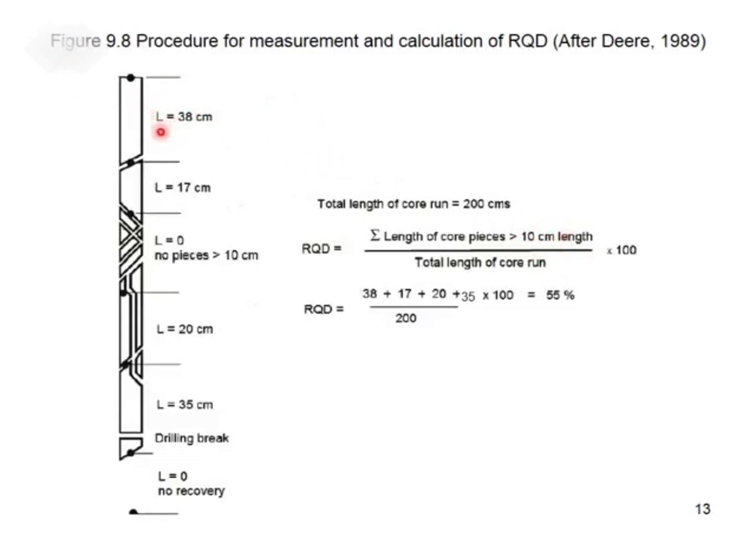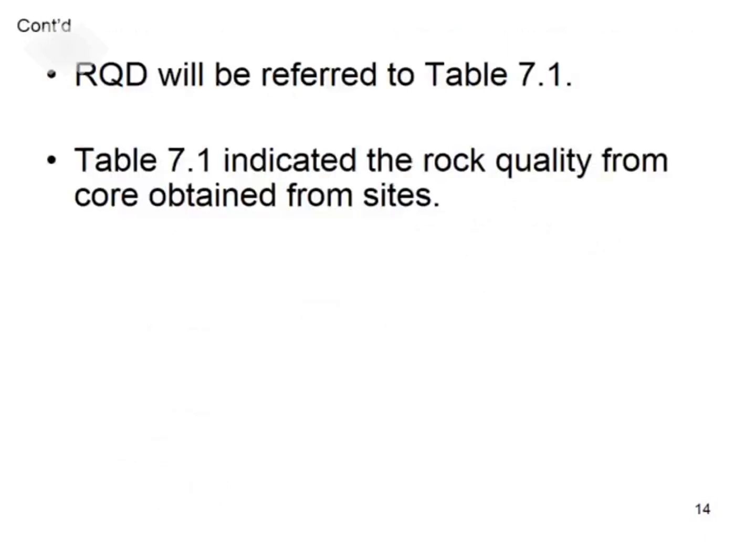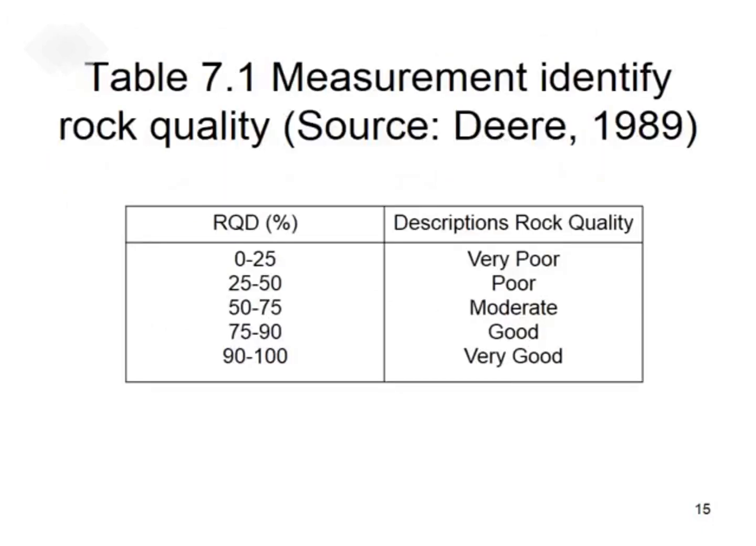Okay, so you just check. For example, this is piece number 1. The length is 38, so this is more than 10 cm. This is less than 10 cm. This 20 is more than 10 cm. Then based on the RQD calculation, you can classify, for example, very poor, poor, moderate, good, and very good, depending on the percentage of RQD.